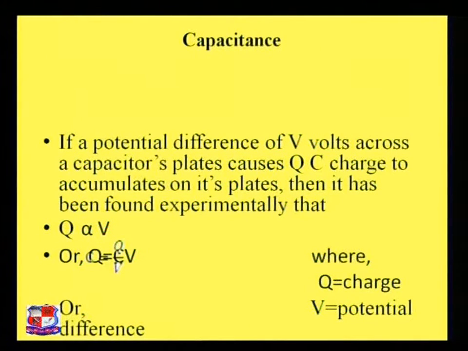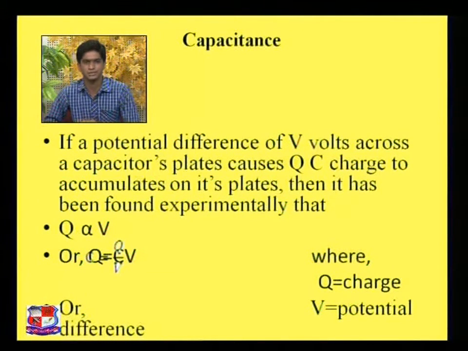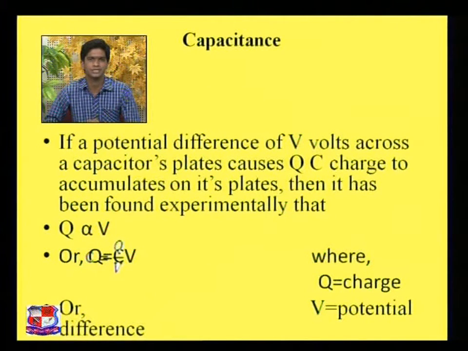Now what is capacitance? If a potential difference of V volts across a capacitor's plates causes Q charge to accumulate on its plates, then it has been found that Q is directly proportional to V. It means that the charge is directly proportional to the potential. So if we are increasing the voltage, then the accumulation of charge on the capacitor will also increase. Here we can put a constant, which is known as capacitance. So Q is equal to C into V, where C is the capacitance. So we can conclude that C equals Q by V.